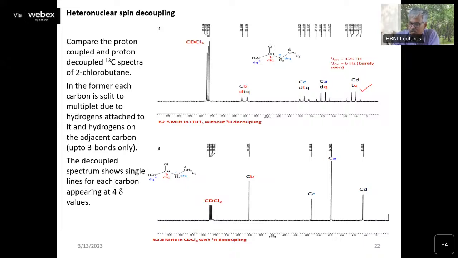I will tell you in the next class why the intensities are different, because that is happening due to the nuclear Overhauser effect. I will cover that in the next class. So now all 4 carbons are coming at 4 different positions with 4 chemical shift values. This is called heteronuclear spin decoupling.